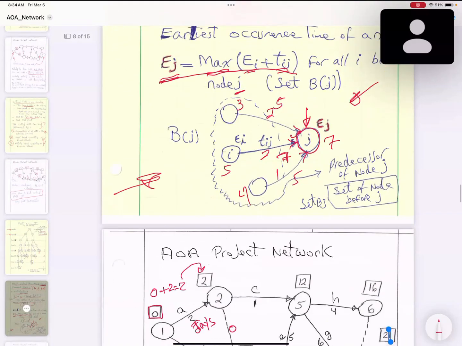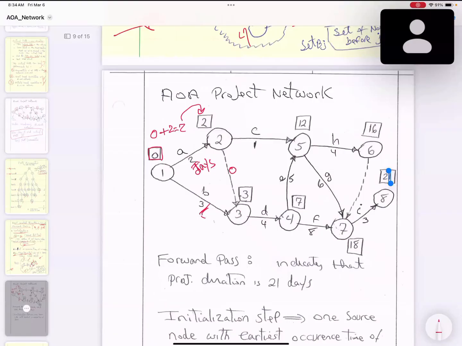So you go in sequence to node number 3. Here you take the maximum of 2 plus 0 and 0 plus 3, correct? 0 plus 2 is 2. This one is 3 days, and 0 plus 3 gives you 3. So which one is the maximum, 3 or 2? 3 is the max, so you put 3 over here. Then you go to node number 4. How many arcs are coming to node number 4? Only one. So you say 3 plus 4 is equal to 7. You put 7 over here.